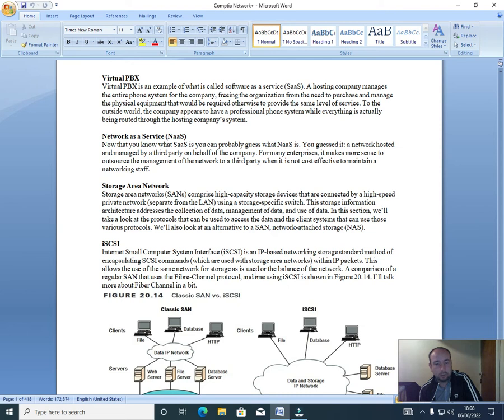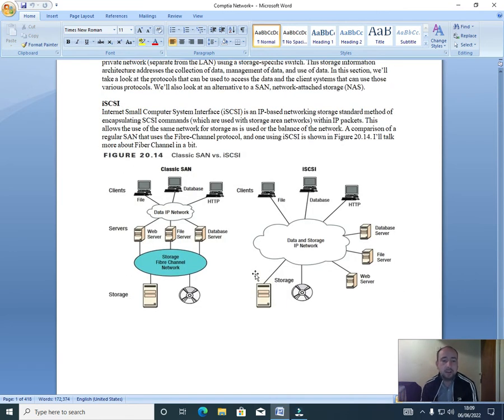Storage area networks. Storage area networks, SANs, comprise high capacity storage devices that are connected by a high speed private network separated from the LAN using a storage specific switch. The storage information architecture addresses the collection of data, management of data, and use of data. In this section, we'll take a look at the protocols that can be used to access the data and the client systems that can use those various protocols. We'll also look at an alternative to SAN, network attached storage, NAS.